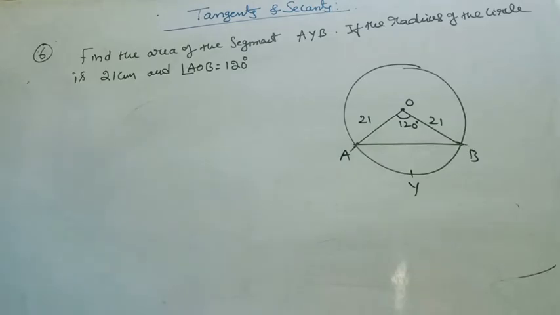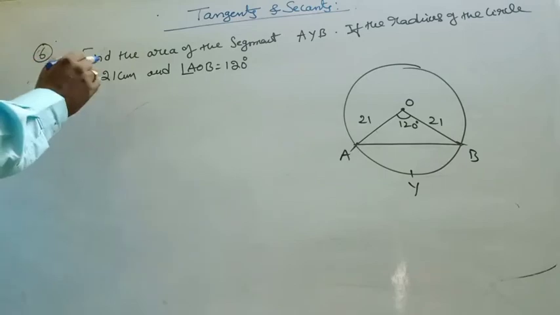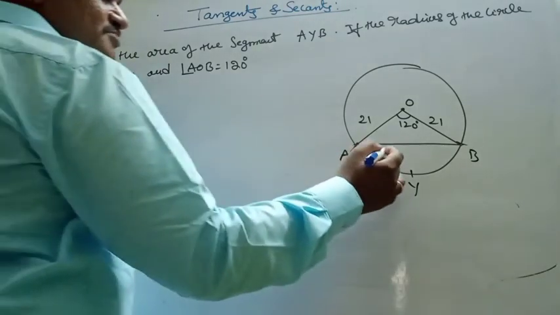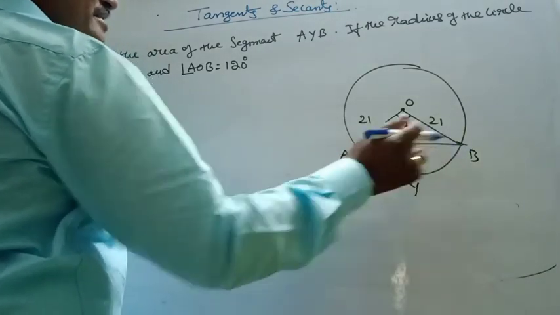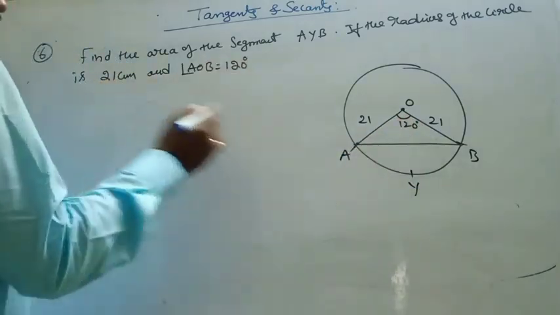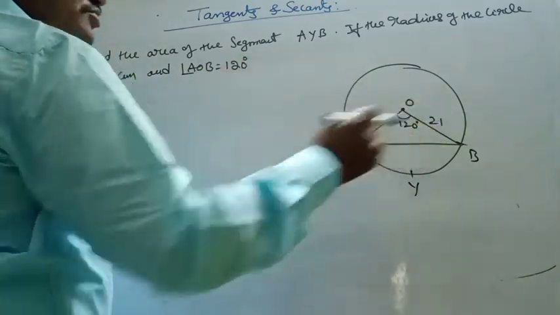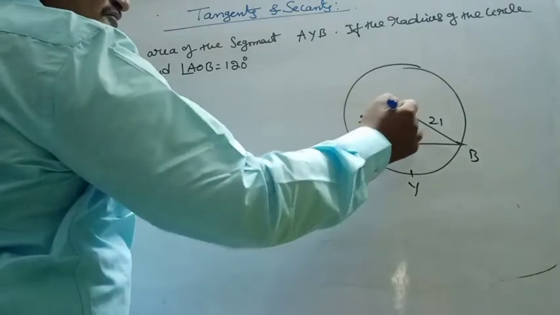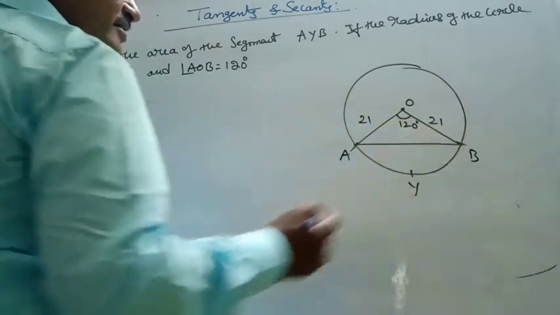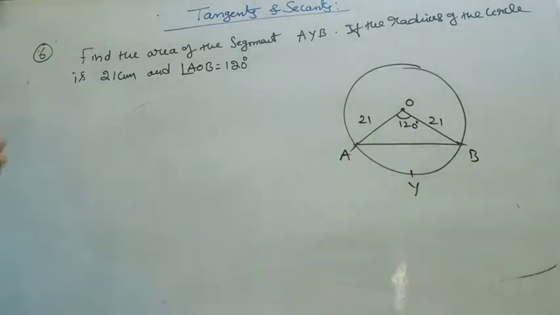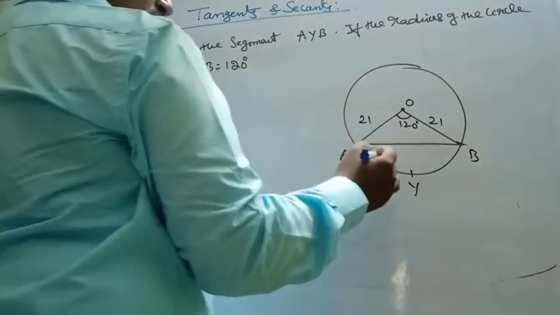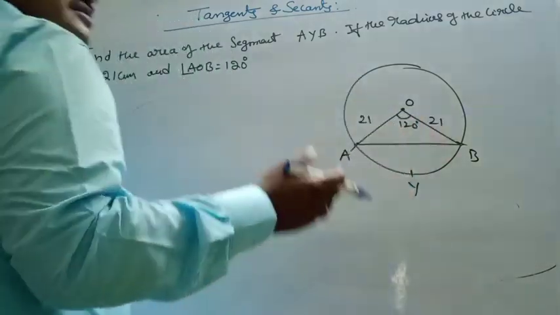See my dear students, now all the problems are based on the area of the segment of a circle that we have discussed. The sixth problem: find the area of the segment AYB. The radius of the circle is given as 21 centimeter and angle AOB equals 120 degrees. As I told you, first we need to find the area of sector AOB, and from it we subtract the triangle AOB, then we will get the area of the segment.